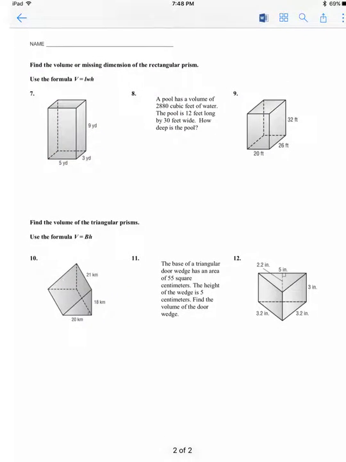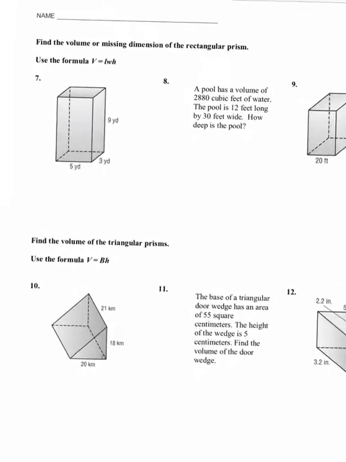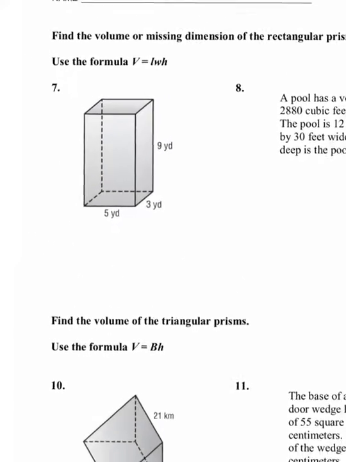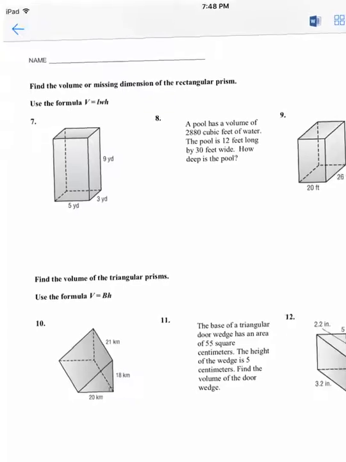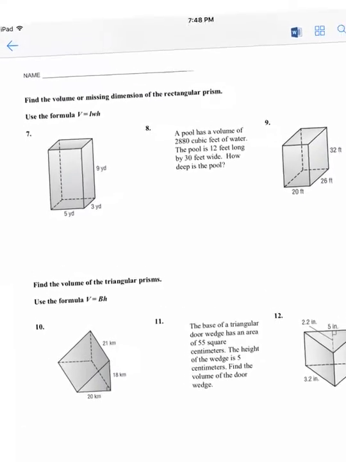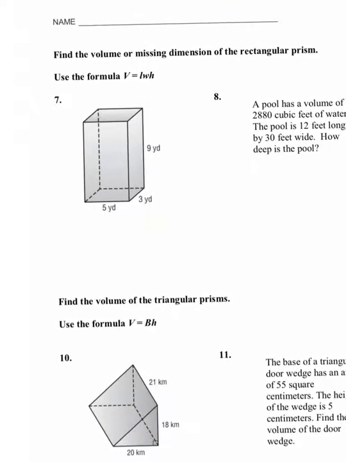I'm going to help you with 7. I'm going to help you with 10. Now in 7, it says find the volume. Use the formula V equals length times width times height. So these are, I think, the easiest ones we have here. Yeah, I'll just do number 7 with you.